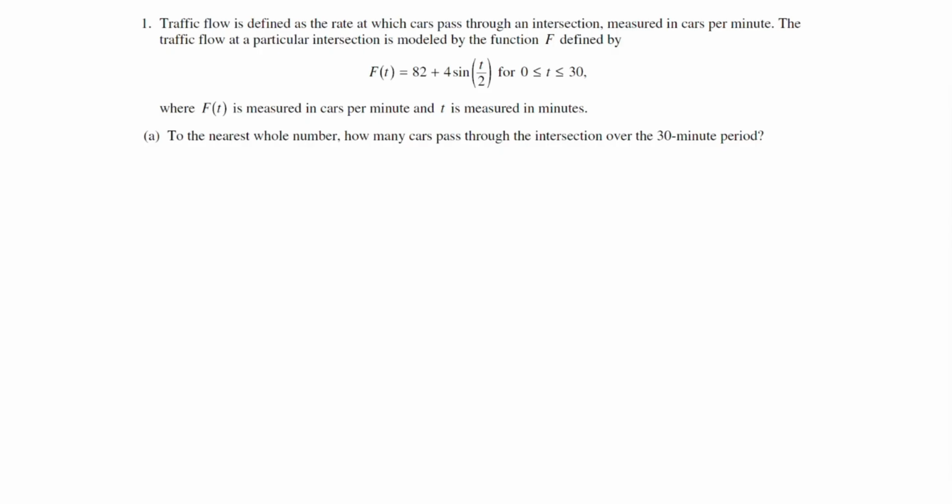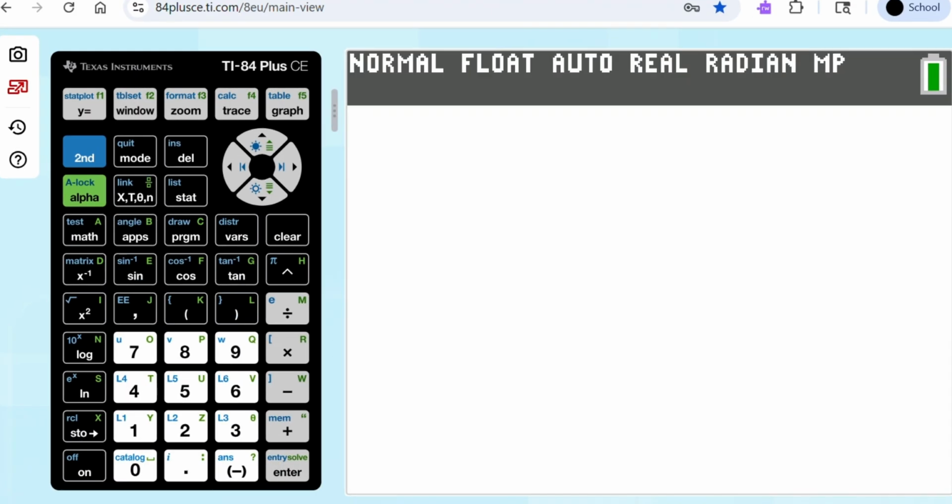Well, if we're given the rate at which they are passing through the intersection to find how many actually pass through, we just need to integrate that rate from 0 to 30. So if we just, since it's a calculator question, we're just going to go to our calculator and hit math.